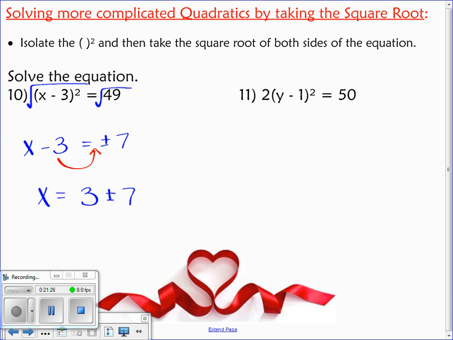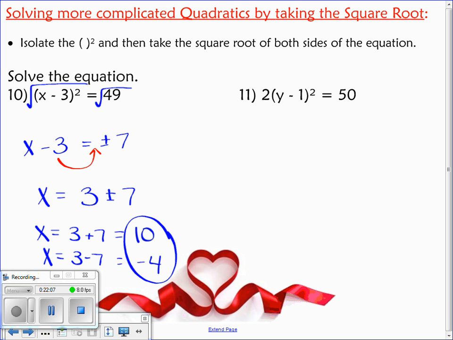I'm not done yet. Very nice. I should have 2 answers. So x equals 3 plus 7. X equals 3 minus 7. Right? The plus minus, that's 2 numbers. Positive 7, negative 7. Should I leave it like that, or should I actually tell you the number? Yeah, actually tell me the number. So x equals 10, and x equals negative 4.